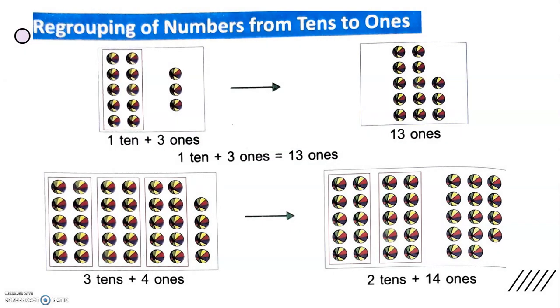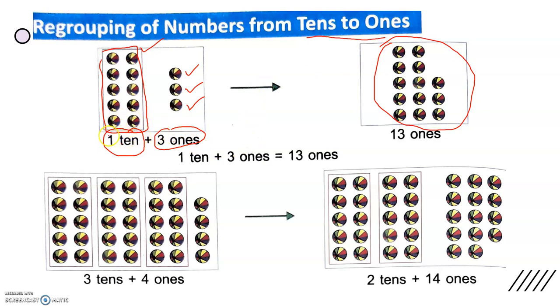Now we can see how we can regroup numbers from tens to ones. That means you have to give a number from the tens place to the ones group. This is the tens group. From the tens group, you have to give 1 to the ones group. This is the ones group. Here 1 ten plus 3 ones. One set of 10 is there and 3 ones are there. If we break this box and put these ones together, you will get 13 ones.